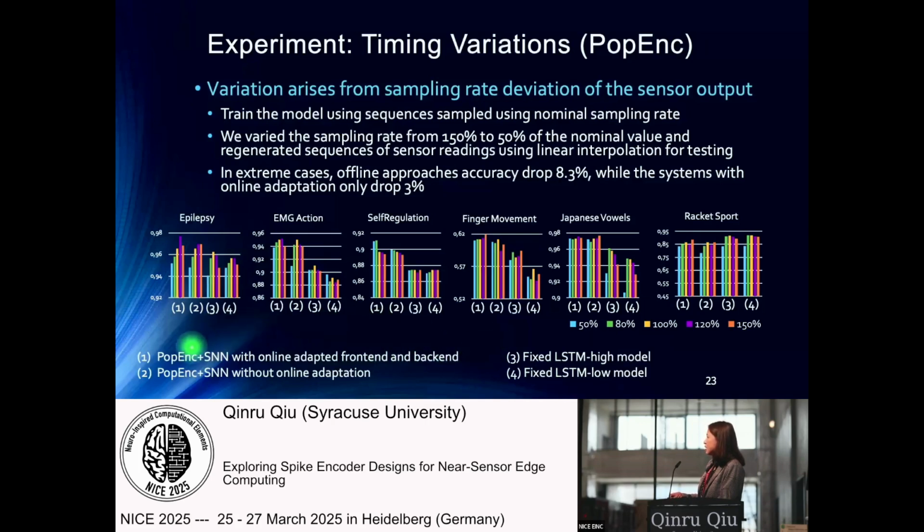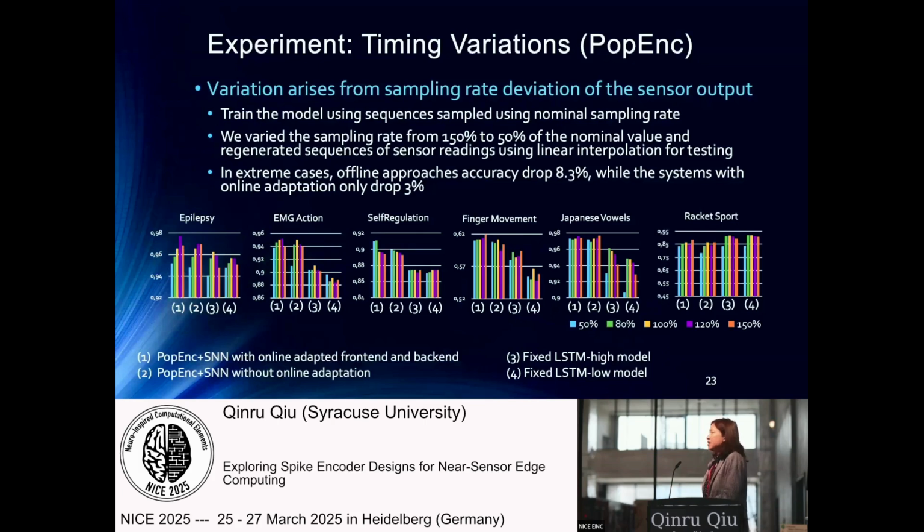The first one is a population encoder with both adaptive front end and back end. The second case is a population encoder without any capability of adaptation. And the third and fourth cases are the LSTM models without adaptation capabilities. And these charts show the comparison of performance for those 4 systems under different sampling frequency. The different colored bars represent the different sampling frequency for different training data sets.